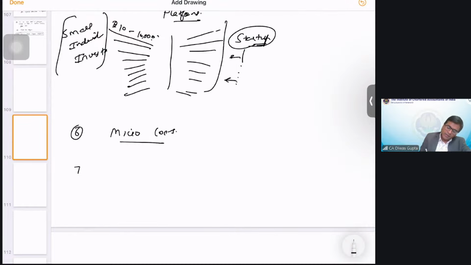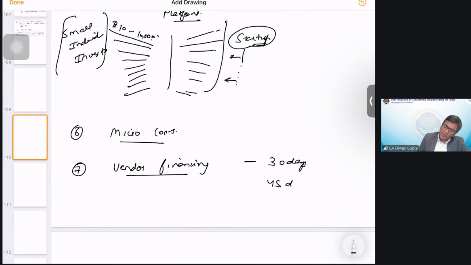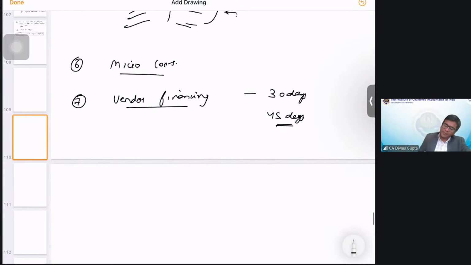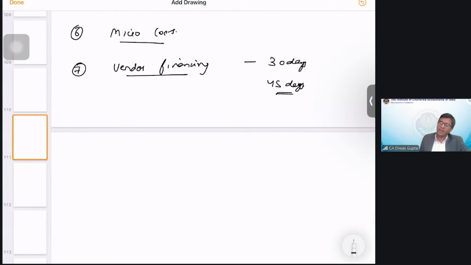Seventh, vendor financing. Let's say currently you enjoy 30 days of credit period. You will approach them to take a 45 days credit period. This is called vendor financing, wherein you are asking your vendors to extend your credit period and hence you are able to make better financing available with you.